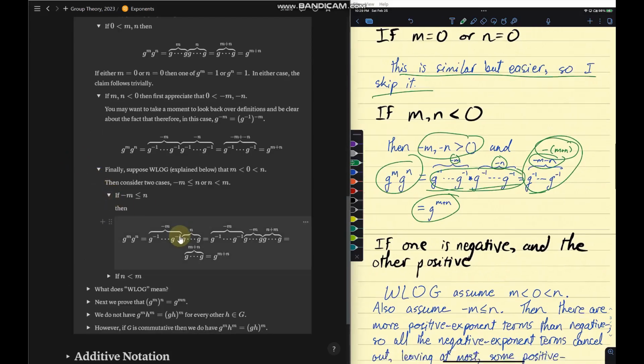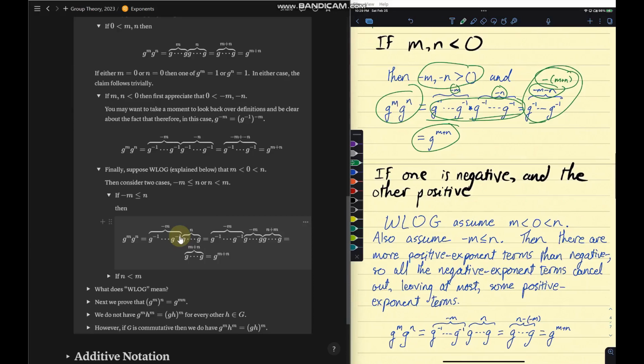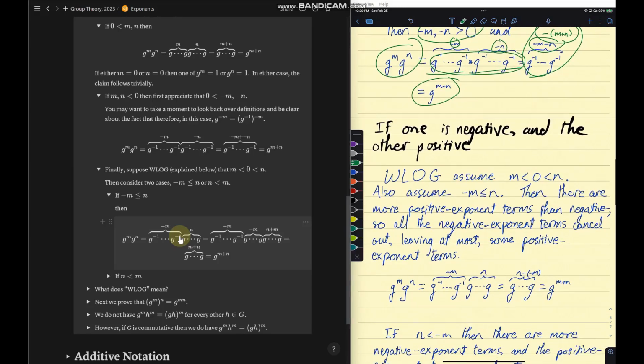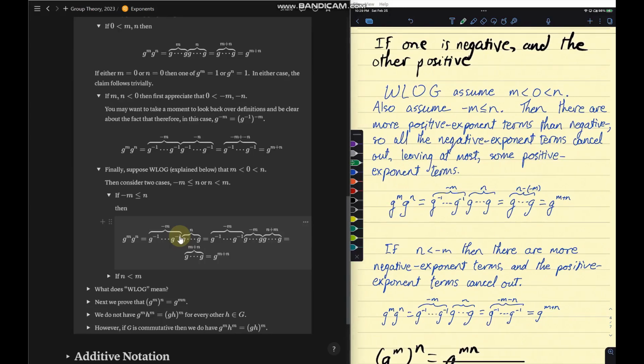Okay, that was a relatively harder one just because of how many extra words it took, even if the logic wasn't that bad. But now let's consider the possibly even subtler case of when one of these two numbers is negative and the other one is positive. Now, without loss of generality, I will assume that m is the negative one, n is the positive one.